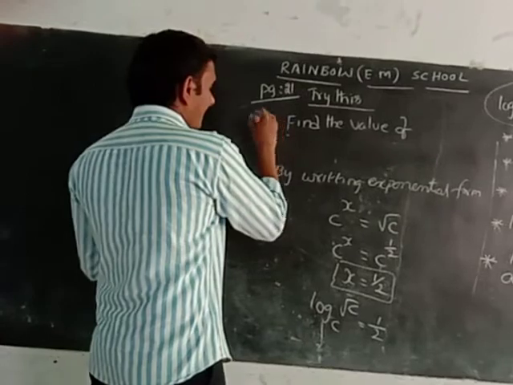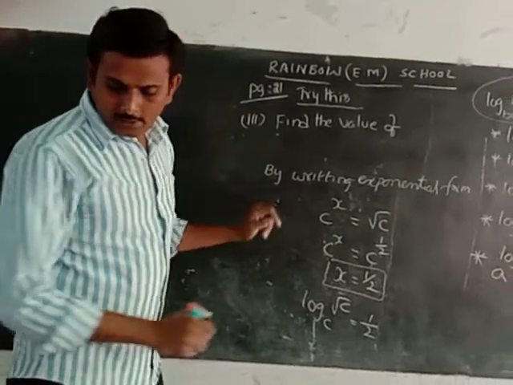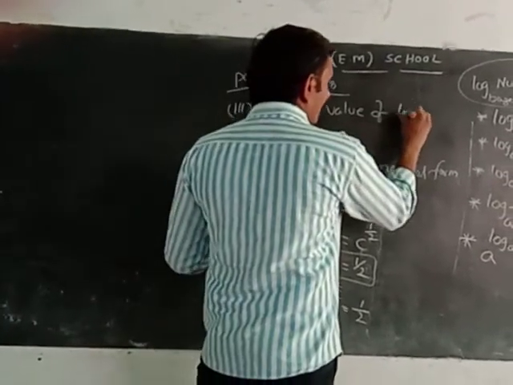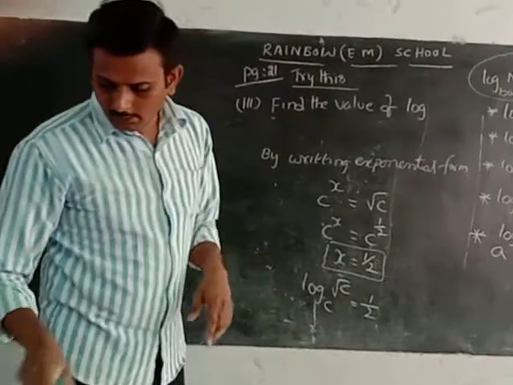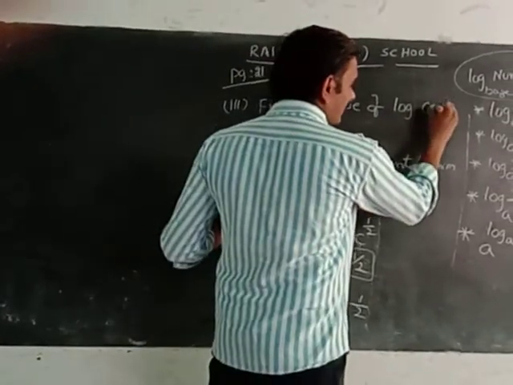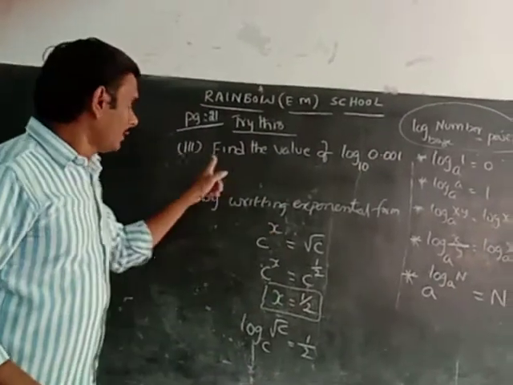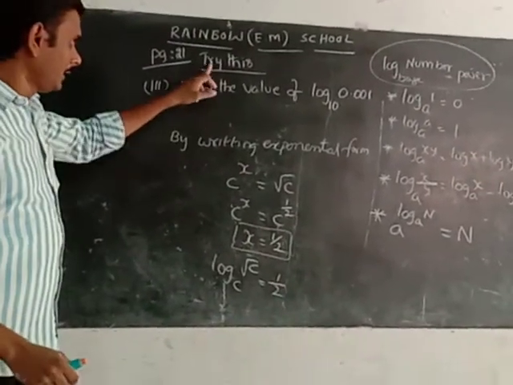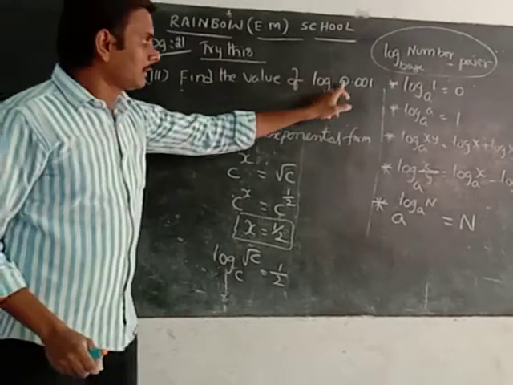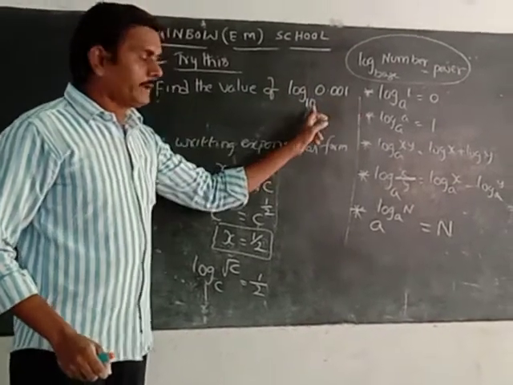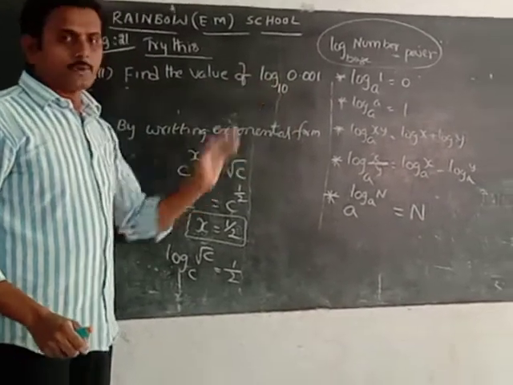Third one, what is there? Find the value of log 0.01 base 10. Find the value of the third question in that Roman numeral only. Try this. Find the value of log 0.001 base 10. Okay, find the value for this one.